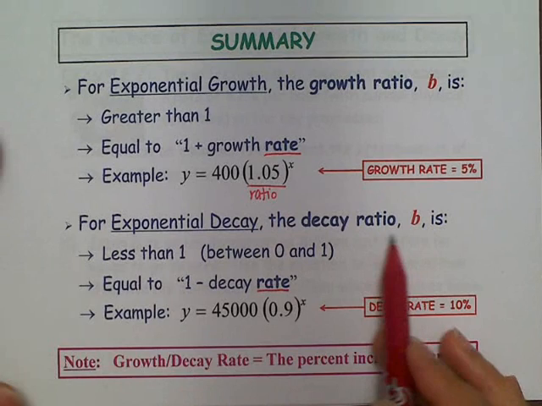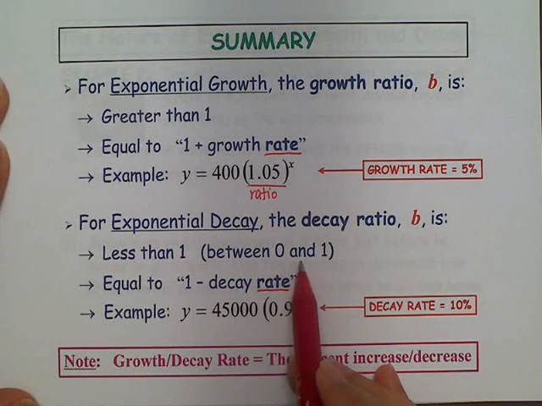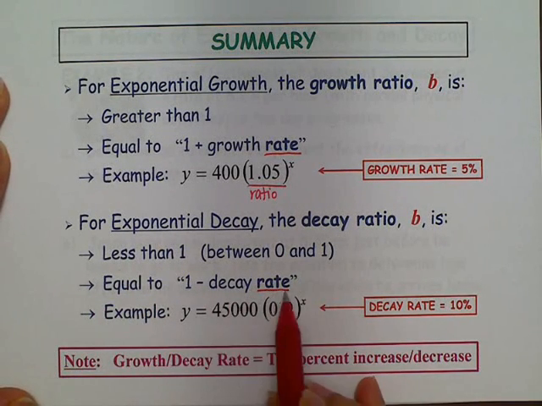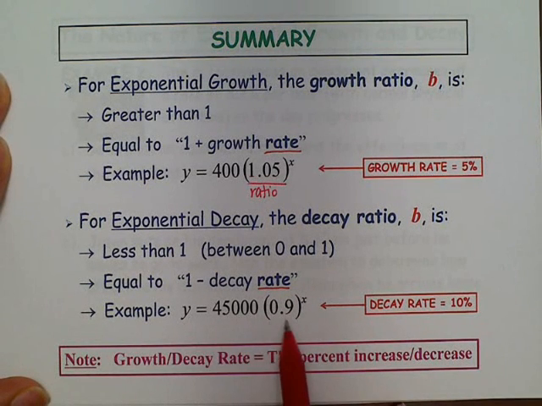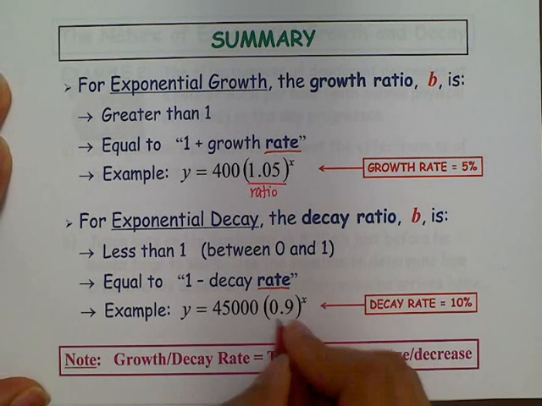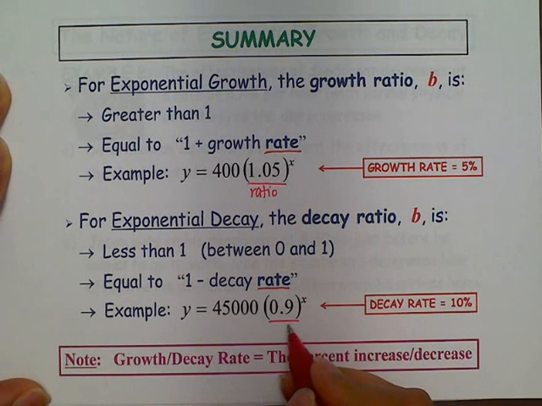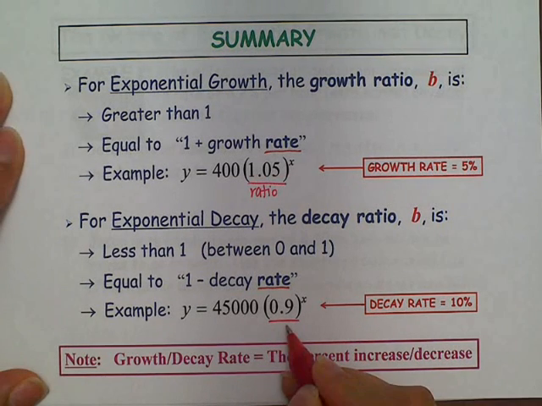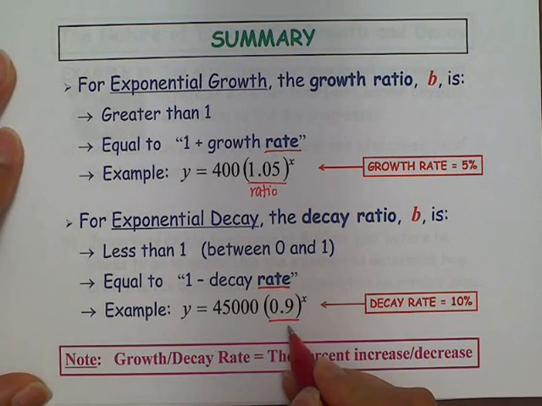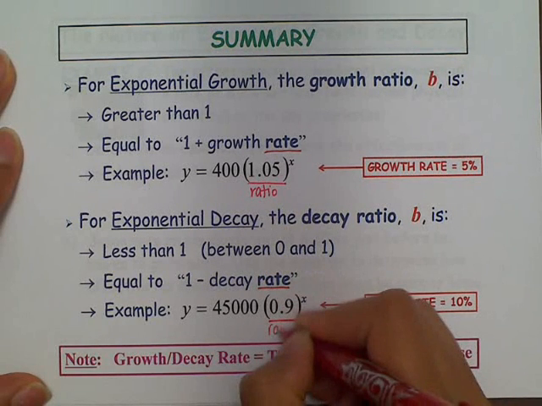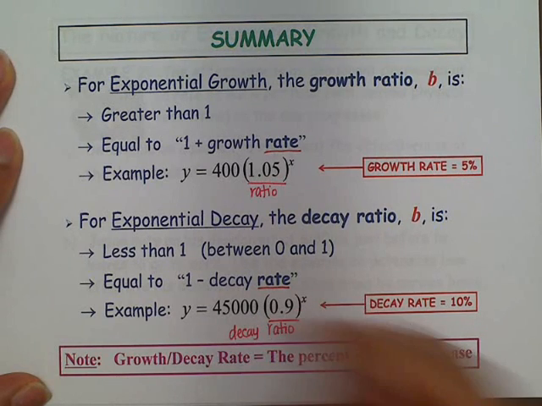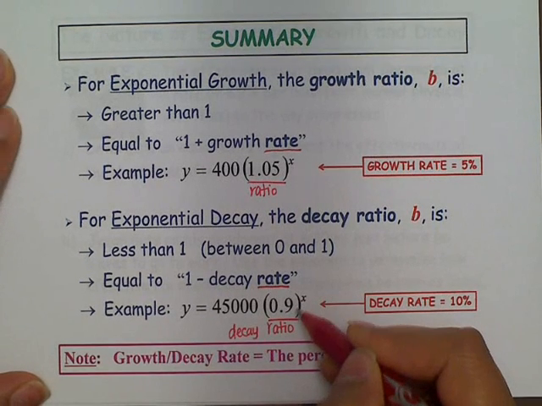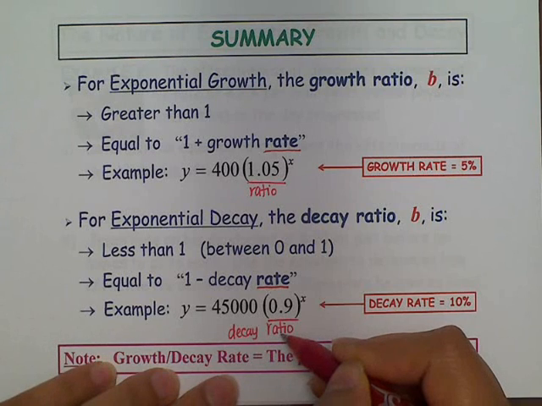Similarly, when you're looking at exponential decay, the decay ratio is less than 1, so it's between 0 and 1. And it's equal to 1 minus the decay rate. So here's an example: y equals 45,000 times 0.9 to the exponent x. First of all, the fact that this value is less than 1, so it's between 0 and 1, tells me that this is an exponential decay because it's getting smaller and smaller as you move across the graph. And this value represents the decay ratio. So I'll just write down decay ratio. And I know it's decaying because it's less than 1.